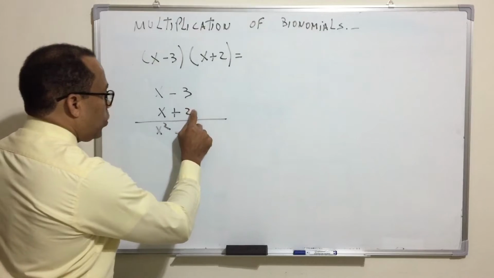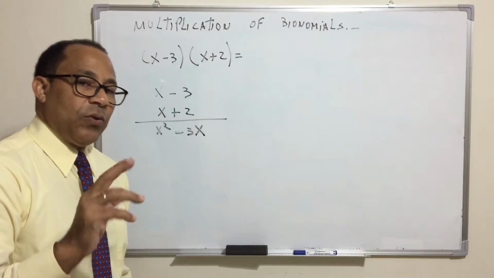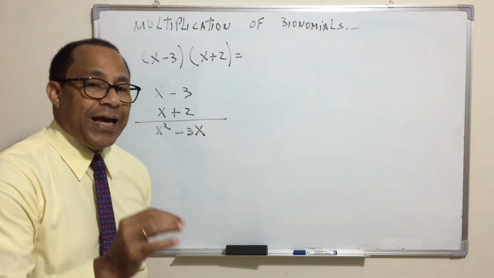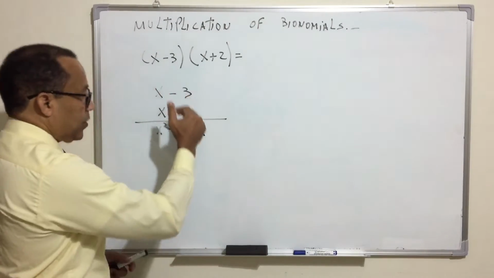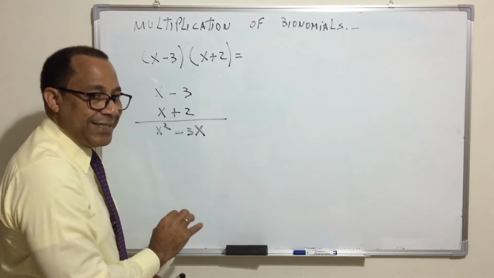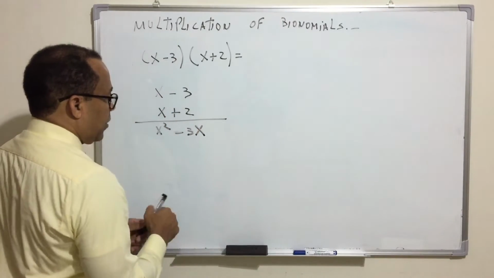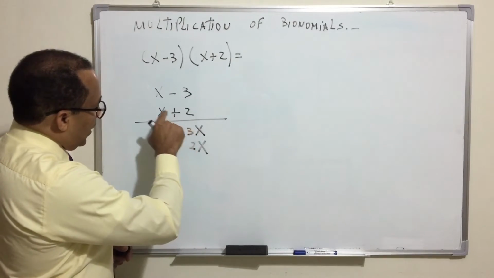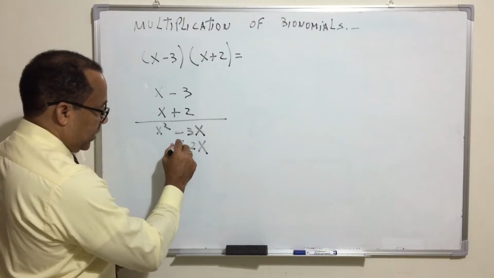This is 2 times x equals 2x. But we know that 2x and 3x are like terms. Once you know that, you also know that you have to put the result below its like term. So this is 2 times x equals 2x. Let's see the sign. Positive times positive equals positive. It's right here. Positive.